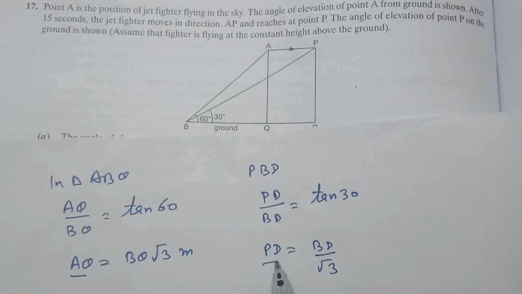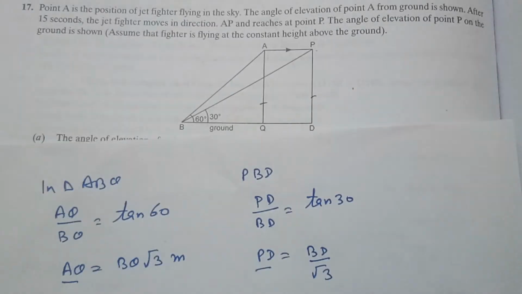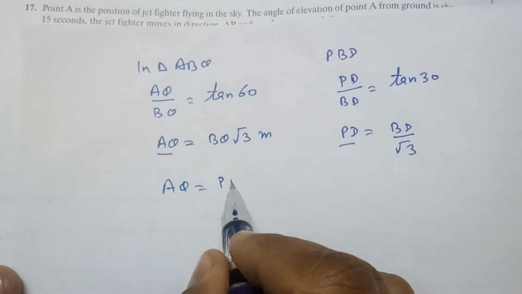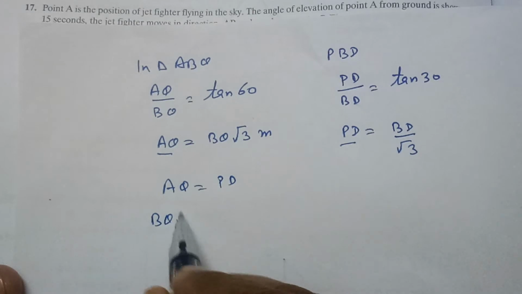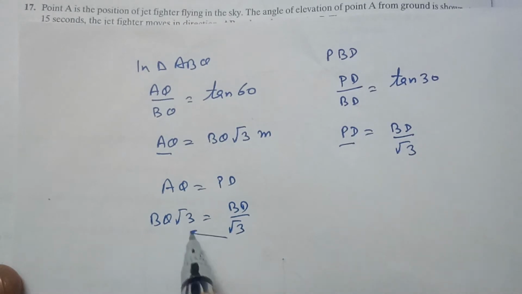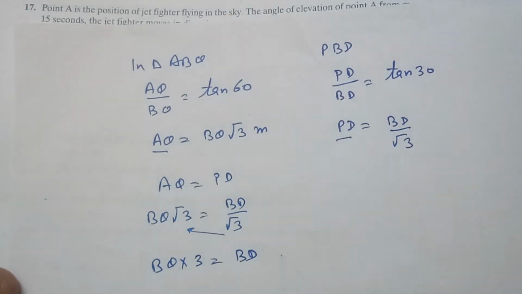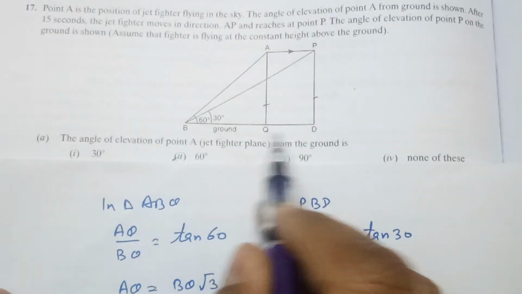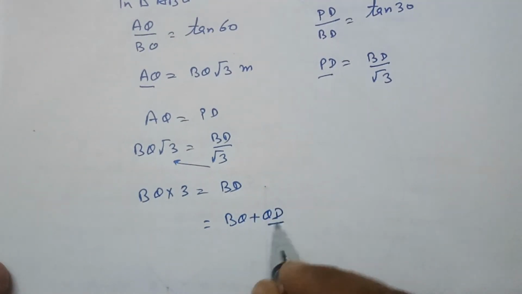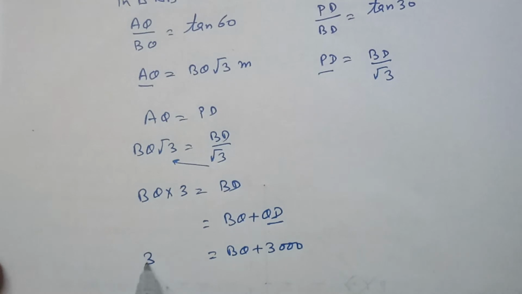So AQ and PD both we have calculated from these, and AQ and PD are equal because these are of the same height. So we will equate these two equations. When we equate AQ equals PD, AQ is BQ root 3 and PD is BD by root 3. So when we cross multiply, BQ into 3 equals BD. And you can see here BD equals BQ plus QD. So we write BQ plus QD, and QD is 3000. So BQ plus 3000 becomes 3BQ.